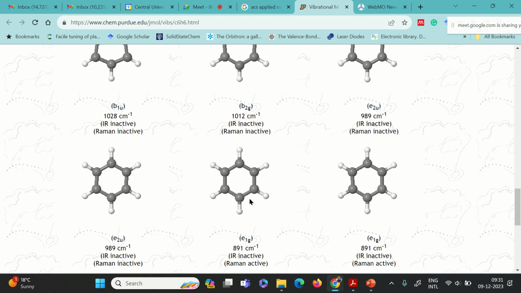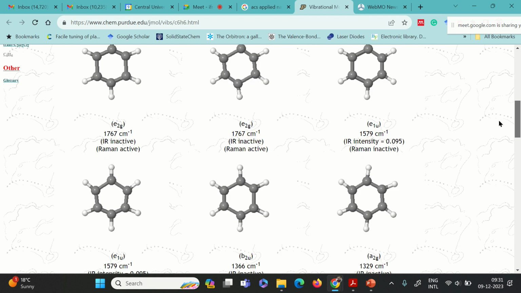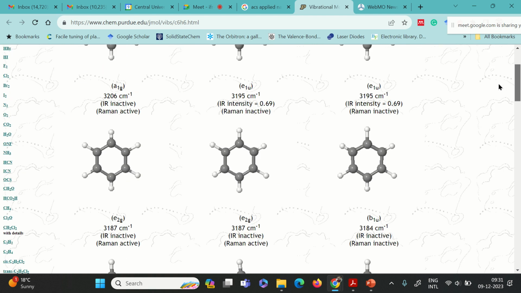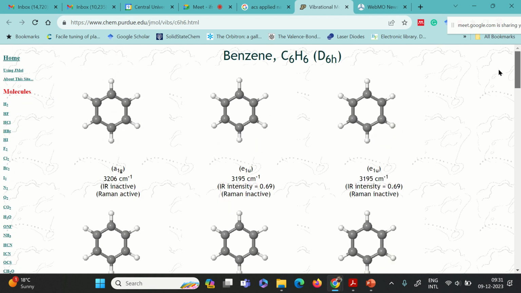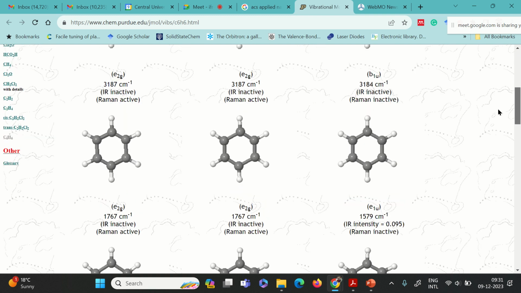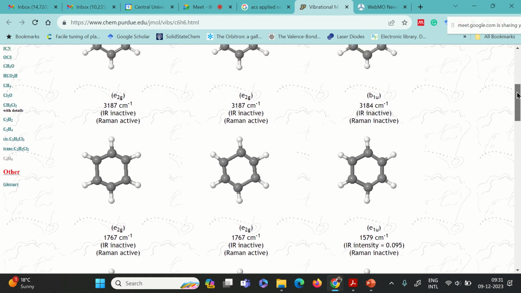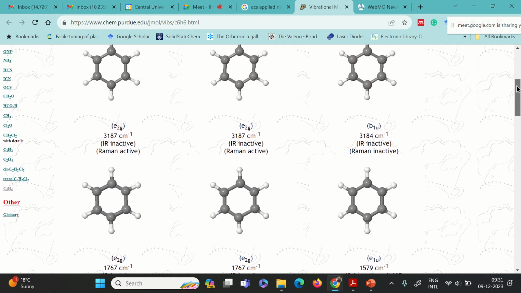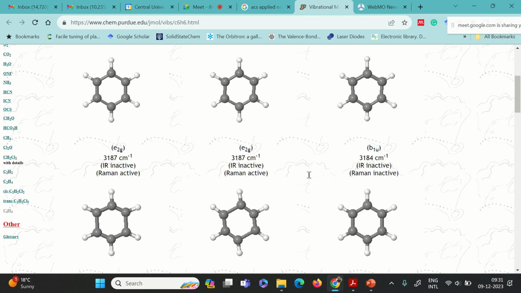Maintaining the center of symmetry. These two are the things, so around 900 something. And the CH one was 3000. So the calculation may differ, so it's a slightly different position they are showing, but all those vibrations are also shown over here. Strongly Raman active CH vibrations. These are the ones, CH vibrations.